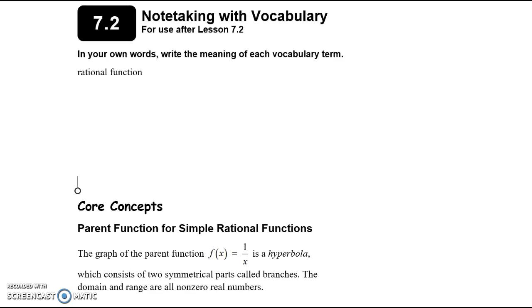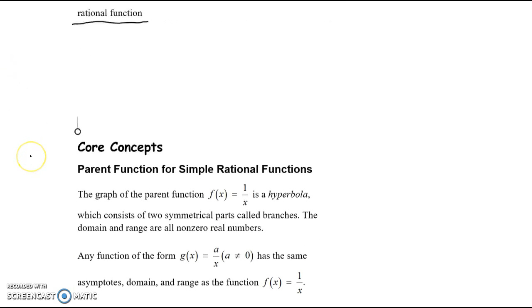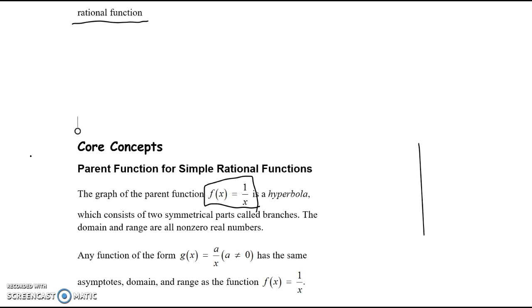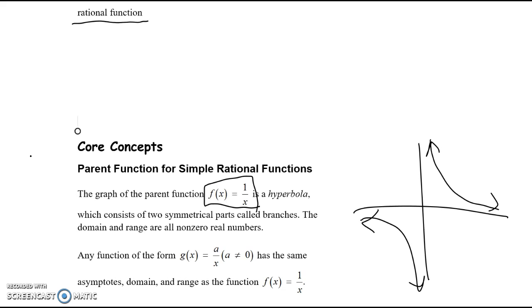Go to your journal and get the definition for rational function. Or you can write the definition on the side of your packet somewhere. And then take a look at the core concept, and we're going to be looking at the function y equals 1 over x, and you'll see today that the graph of this looks something like a curve in this quadrant and a curve in this quadrant.